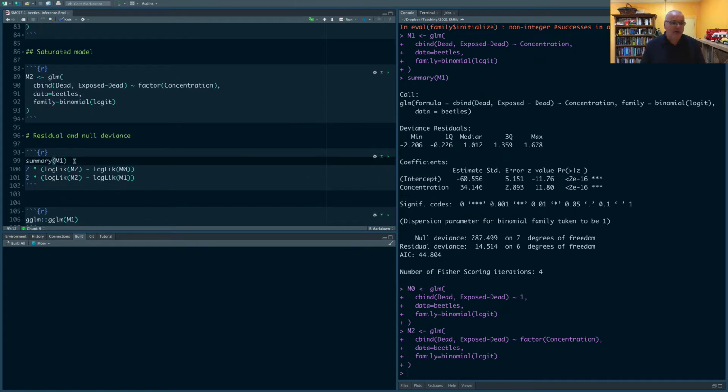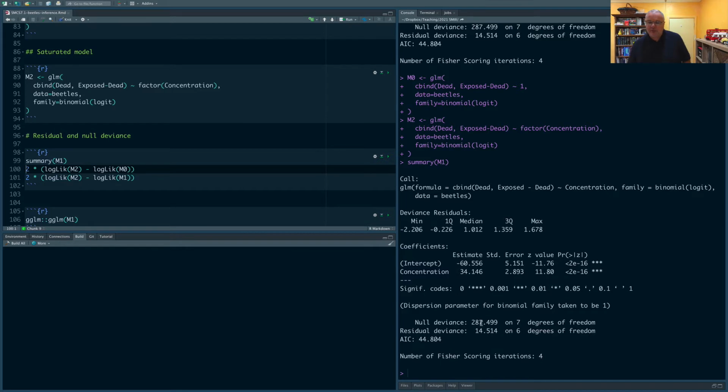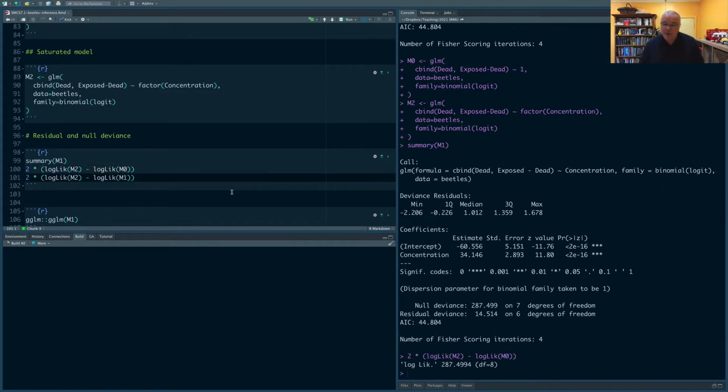So let's recap what we've got here. We've got these 2 numbers. First of all, the null deviance should be 2 times the difference between the saturated model and the null model. This one is the saturated model, this is the null model. I've got the log likelihood of each model, and I go 2 times, and if we run that number, we get the 287, the 287. Degrees of freedom 8, degrees of freedom 7. So you notice there's a slight difference because this one is looking at the general null deviance. This is looking at the difference between these 2 models.